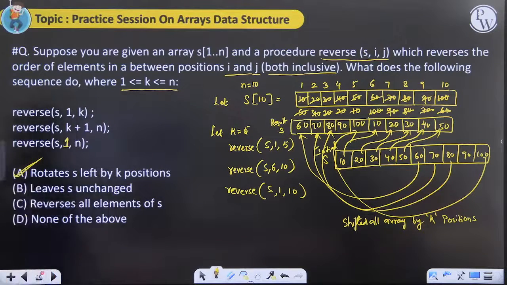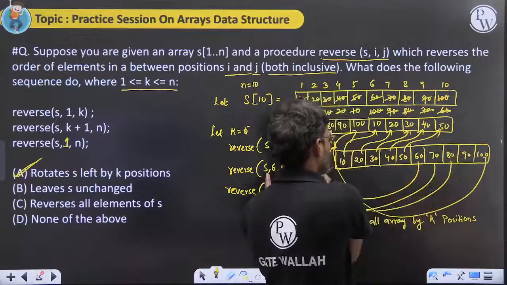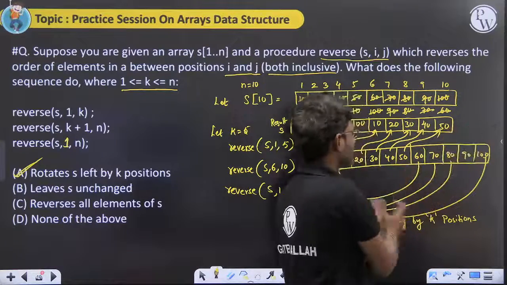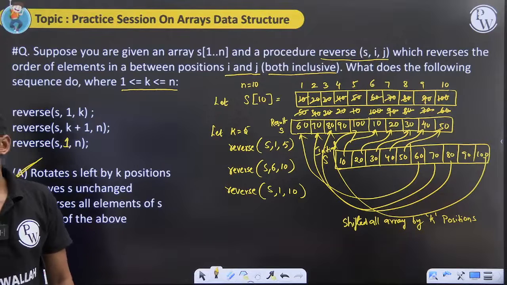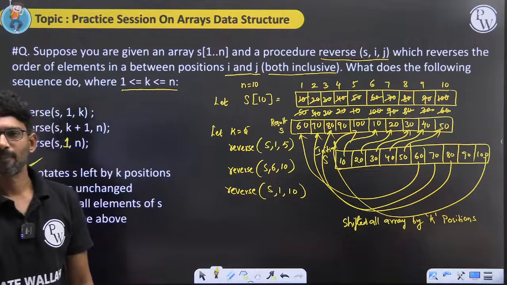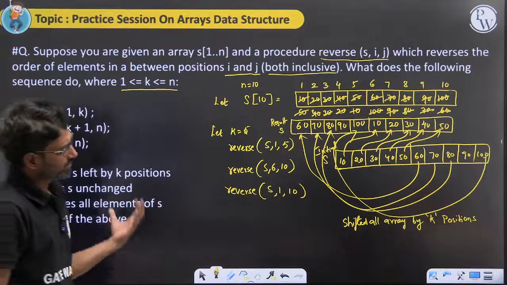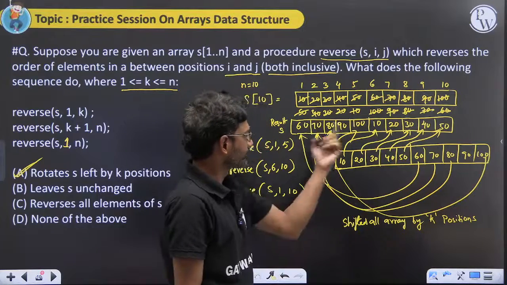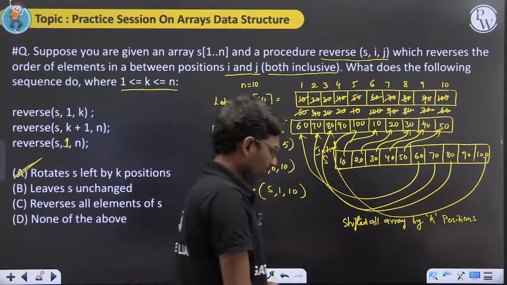It rotated all the elements left by K positions. Like this, if you just bring, 60s are coming here, all these are going there. These 5 elements are rotated left. Even you can say rotated right also. That's okay. As per the options, it is rotates left by K positions. Got it, guys? Everyone? Did you understand?